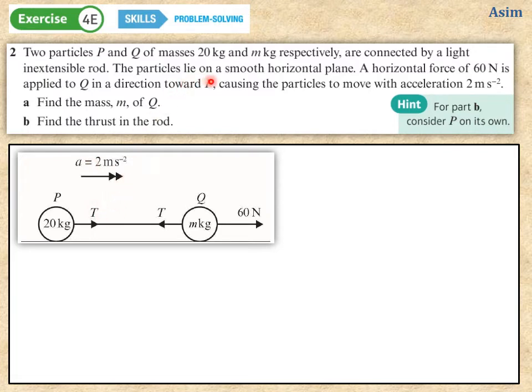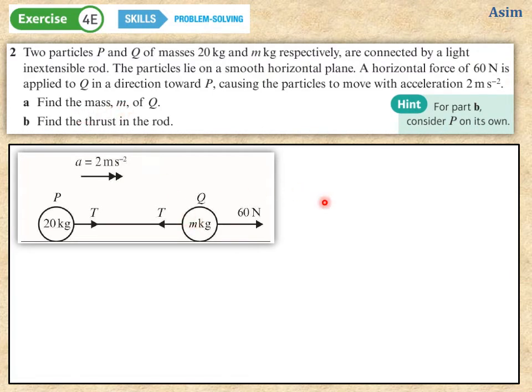Okay, and they are on a smooth horizontal plane. A horizontal force of 60 Newton is applied to Q in the direction towards P, as you see in this diagram, causing the particles to move with an acceleration of 2 meters per second squared. Now the question says find the mass m of Q.